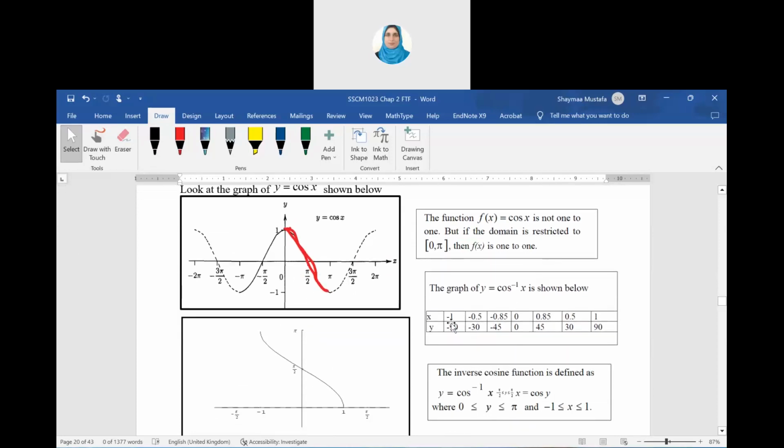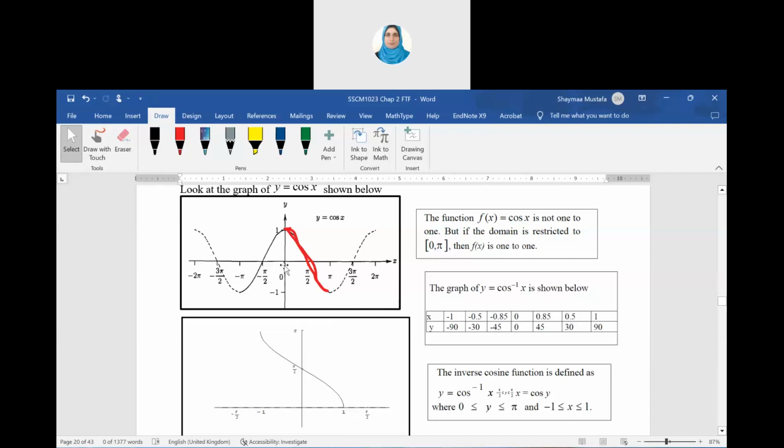Here I plotted this function using a table. I choose x, any value from minus 1 to 1, and we get the value of y. We plot this, and this is our plot. If you look, this is the same function, but we reflect it over y equal to x.